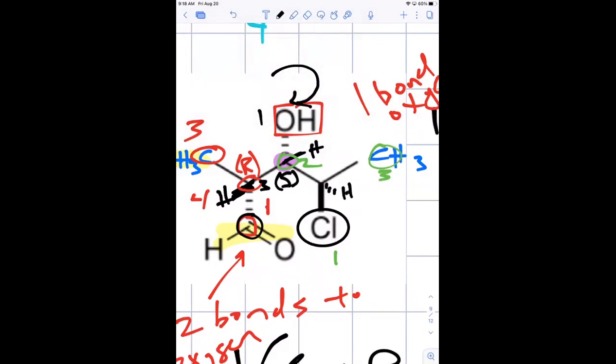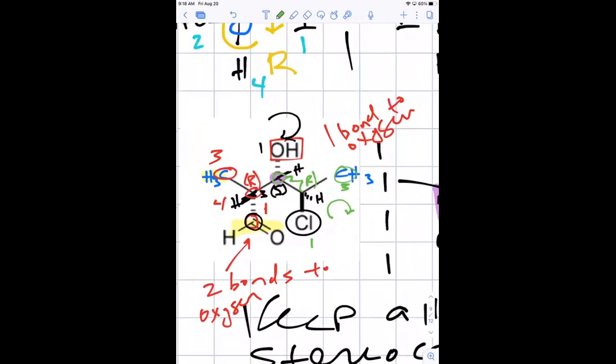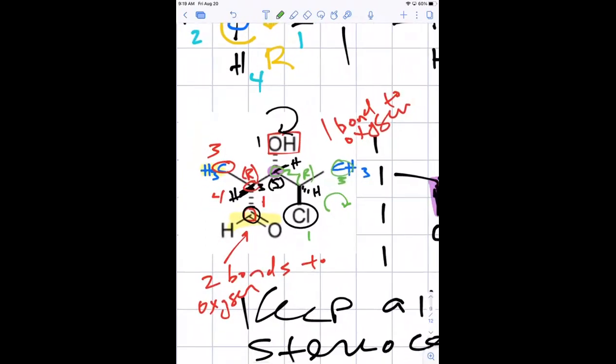There's a hydrogen back there that's not shown. So this is clockwise and H is already back. So the configuration of that is going to be R. All right, questions about that? So the total configuration here is R, S, R.